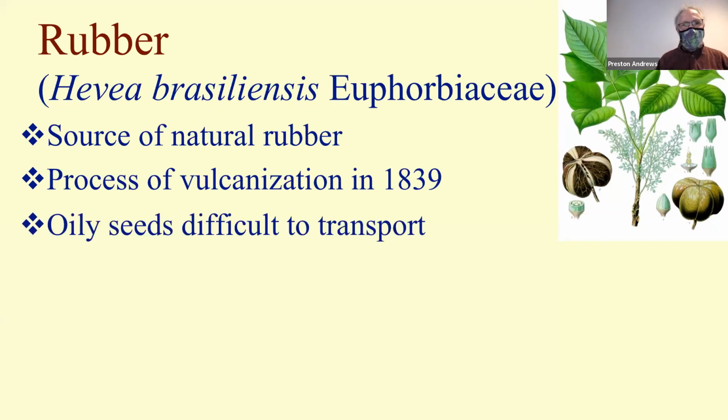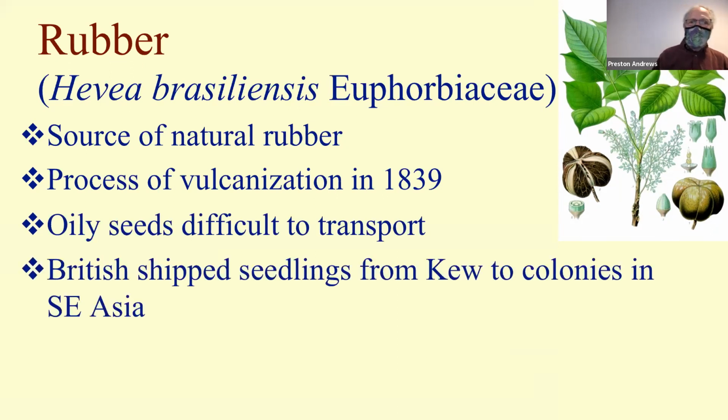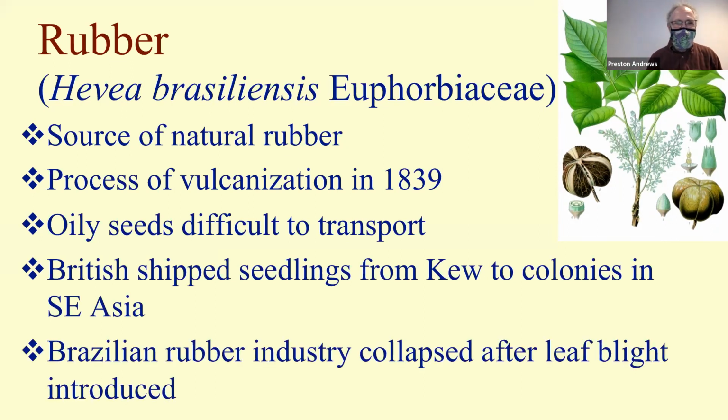The British took a few seeds back to Kew, and they sprouted. A few of the seeds sprouted at Kew, and those seedlings they then shipped to their colonies in Southeast Asia. So rubber, native to South America, shipped to Southeast Asia. And the Brazilian rubber industry collapsed after leaf blight was introduced into South America and is no longer a viable industry.